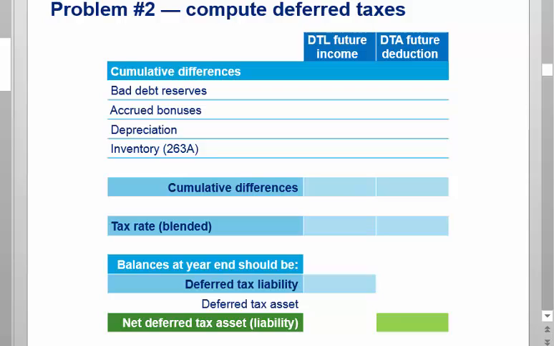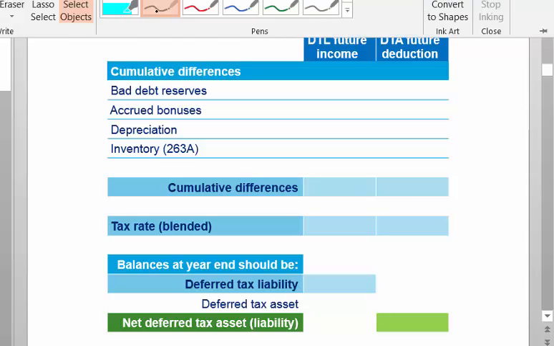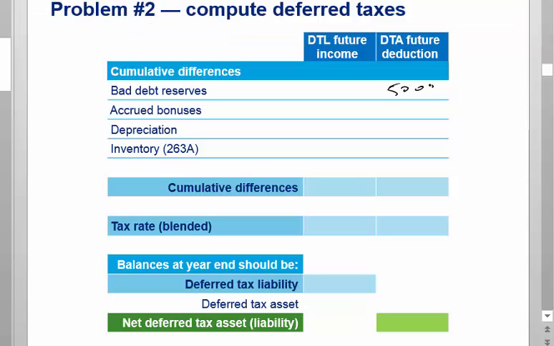Step two, deferred taxes. So the template is so nice, it fills it in for you. So there's four types of temp items. So bad debt reserves. So Shruti, is that a DTL or a DTA? That's a DTA. So that was $50,000. Accrued bonus. Marina, is that a DTL or a DTA? DTA, and that was $30,000. Depreciation. Chen, do you think that that's a DTA or DTL? You think it's a DTL? All right.